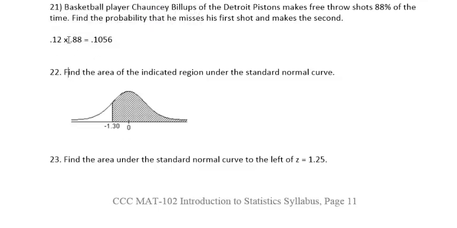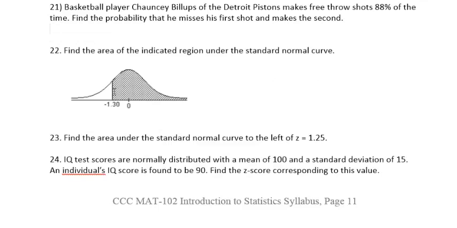If it was an "or," you would add these two chances. If it was a make or a miss, obviously it would be 100% because those are the only two possibilities, and 0.12 plus 0.88 is 100%. But 0.1056 or 10.56% is your answer there.